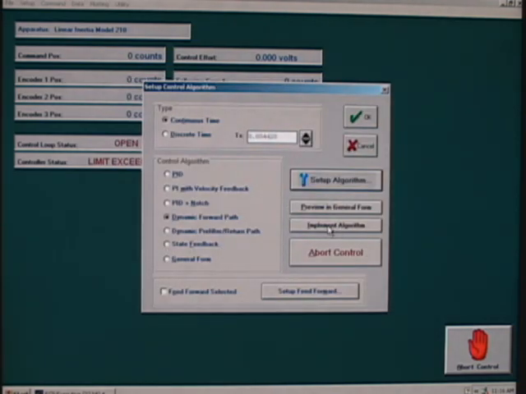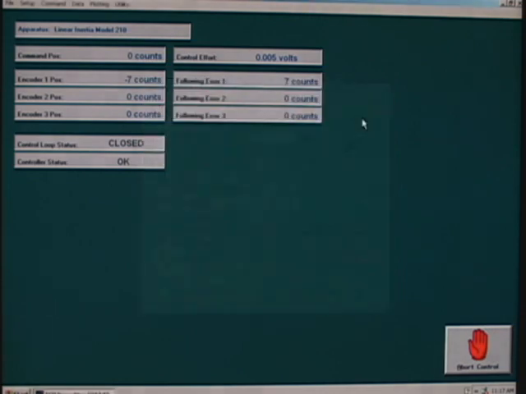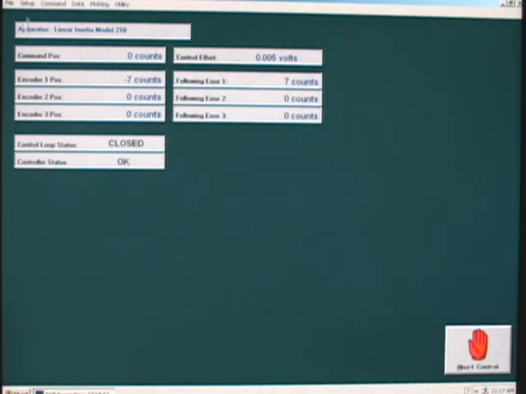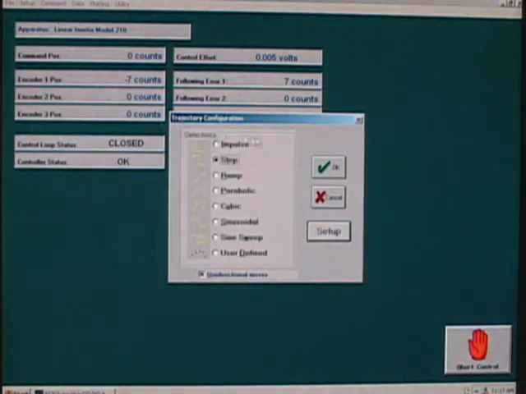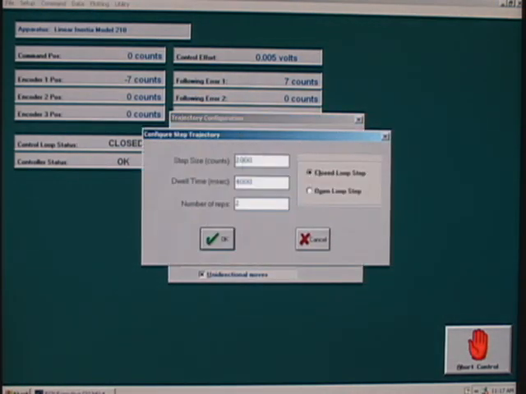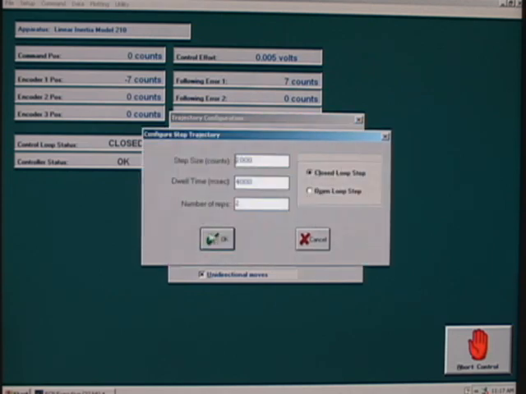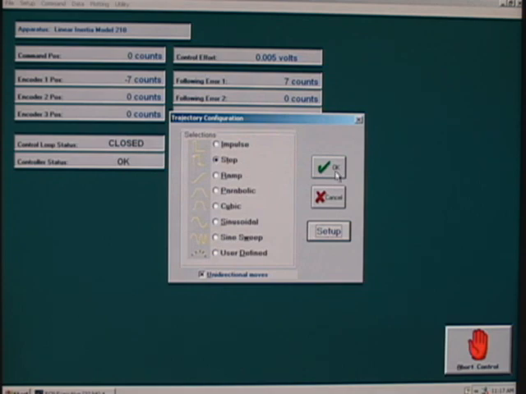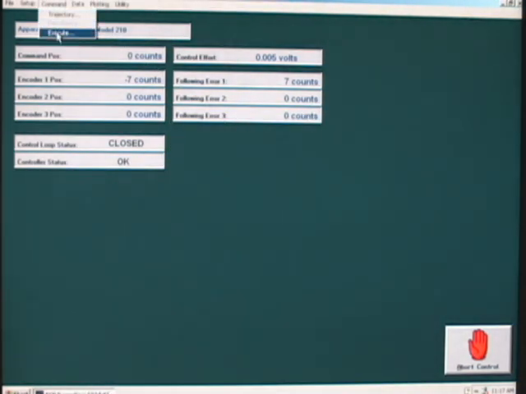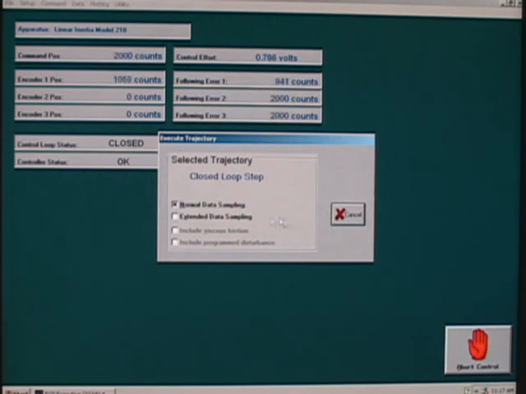The next thing, the important thing, is to click on Implement Algorithm. That now sends that algorithm to the hardware box, which should be turned on at this point. We can now go to the command and look at the trajectory, make sure it's the step. It's a little different. We're holding it on for a little bit longer time of 4 seconds or 4,000 milliseconds. The step count is still the same, and it should be in the closed loop step button condition. That's fine. Let's now execute that and run it.